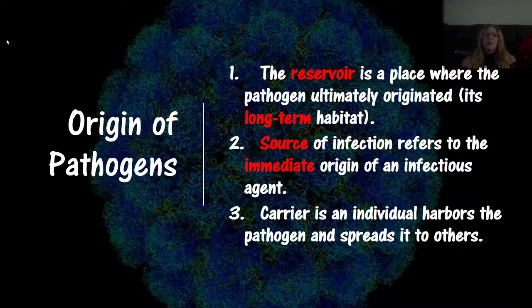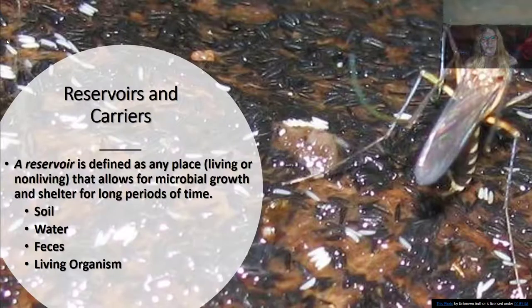When we talk about a reservoir, the reservoir is a place where the pathogen ultimately originated, or its long-term habitat. Whereas the source of infection refers to the immediate origin of an infectious agent. A carrier would be referred to as an individual that harbors the pathogen and spreads it to others. Let's look at these terms in a little bit more detail.